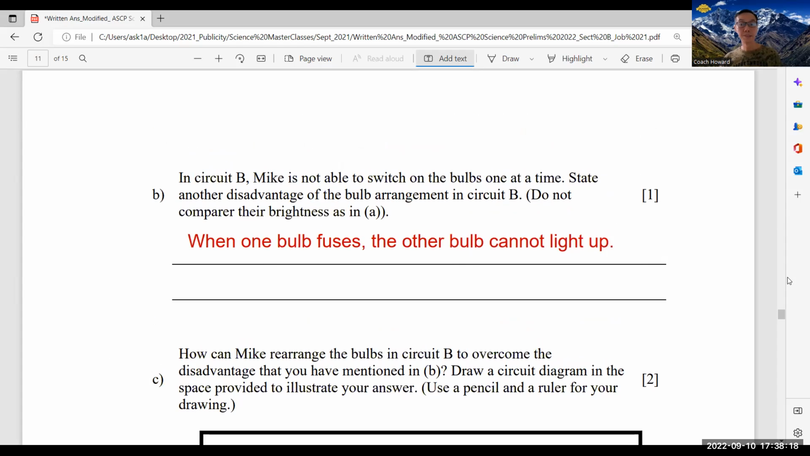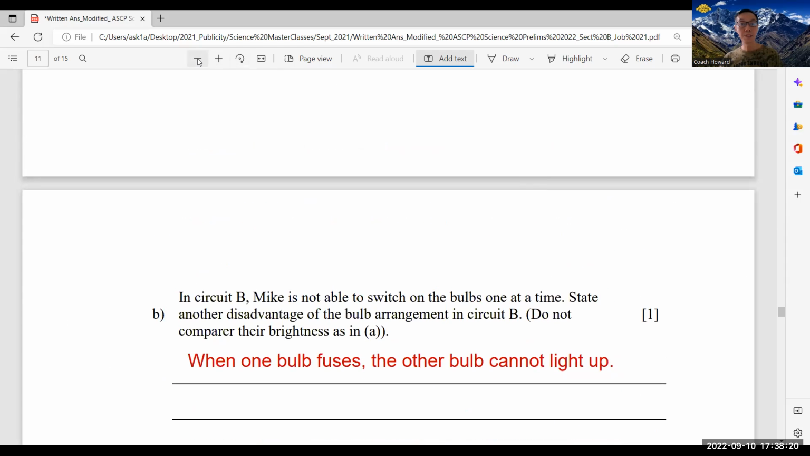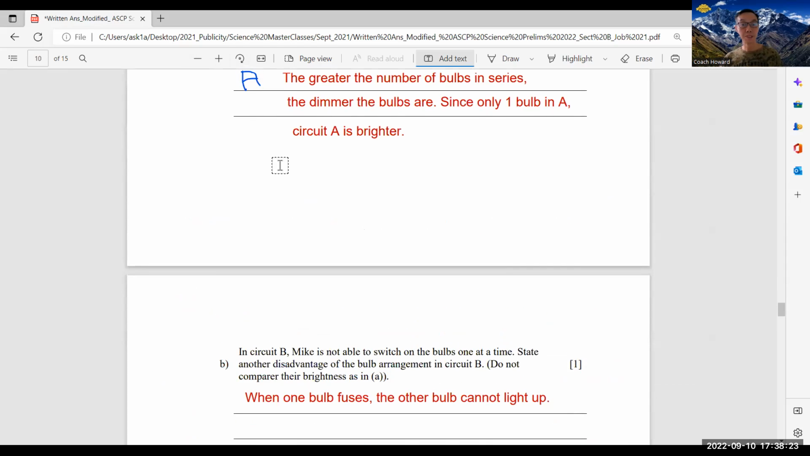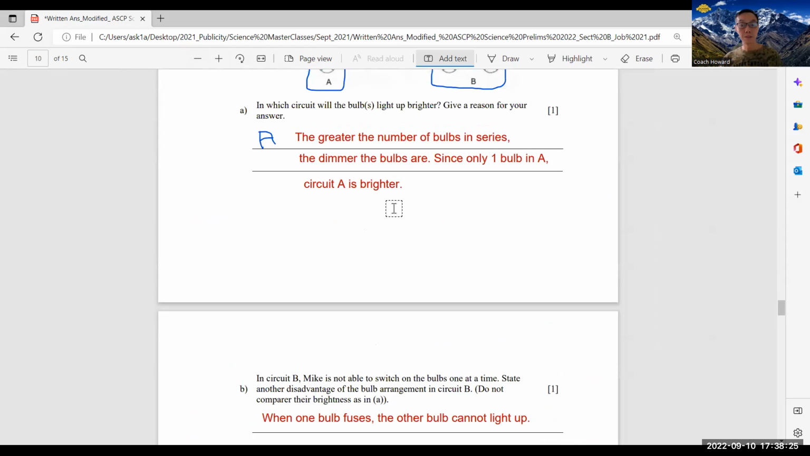Clear this one? Okay, let me minimize this first, for some students to see both answers. So you take note of this. Okay, next question.